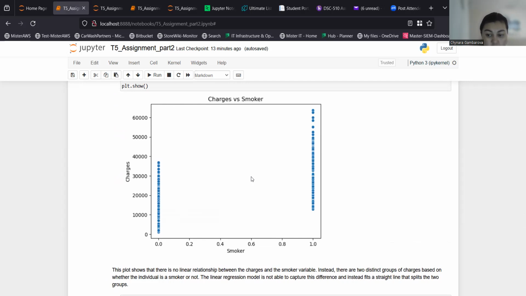Instead, there are two distinct groups of charges based on whether the individual is a smoker or not. The linear regression model is not able to capture the difference and instead fits a straight line that splits the two groups.